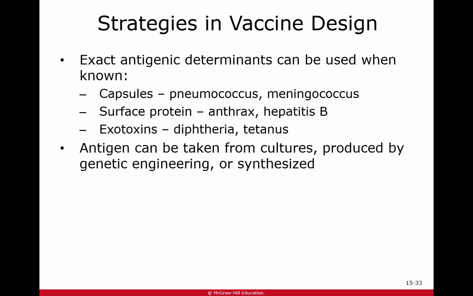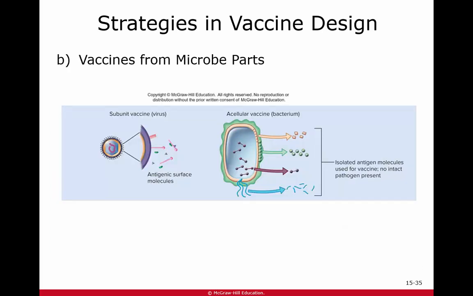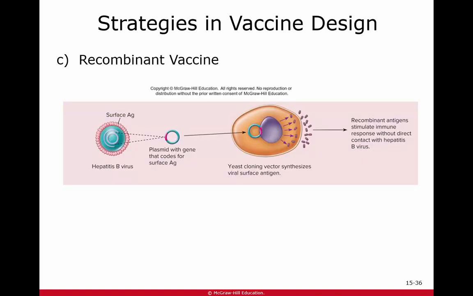Right, so they go through some different strategies in vaccine design. So some exact antigenic determinants that can be used. So they mentioned that sometimes they use capsules, surface proteins, exotoxins to deal with fighting off infections. Definitely something that they mentioned there. And then they just, again, give you some strategies in the design of the difference in a whole cell versus vaccines from parts, and then even recombinant vaccines as well.